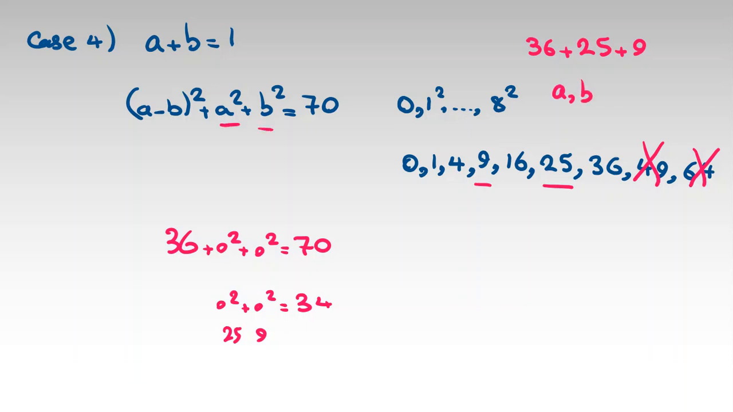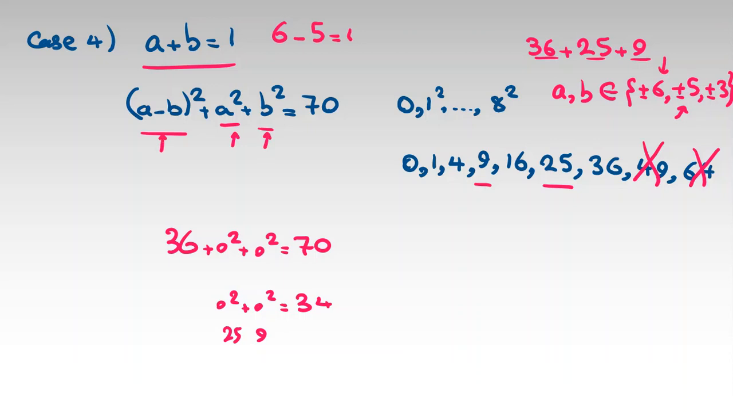So we know A and B are two of them, and one of them is A minus B squared. So A and B belong to plus minus 6, plus minus 5, plus minus 3. A plus B should be 1, so the only possible case is one of them 6, one of them negative 5. If we consider 6 and negative 5, which is 1, then 6 is squared, 5 is squared, and the other one will be 1 squared. But we know we should have 3 squared, not 1 squared. So 36 is also not useful.